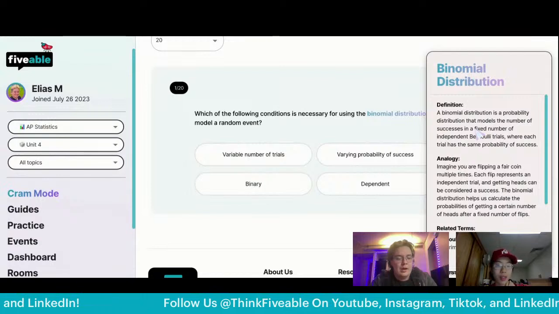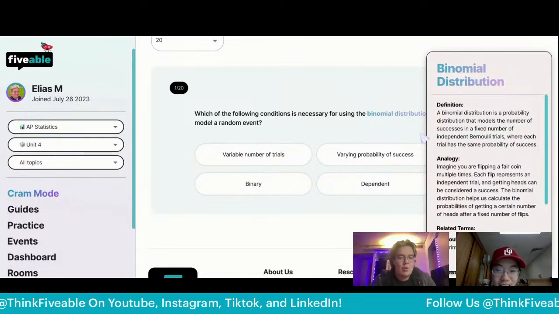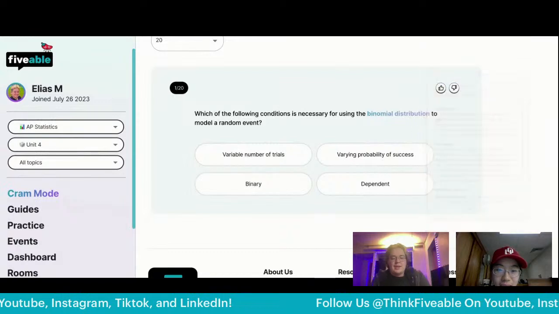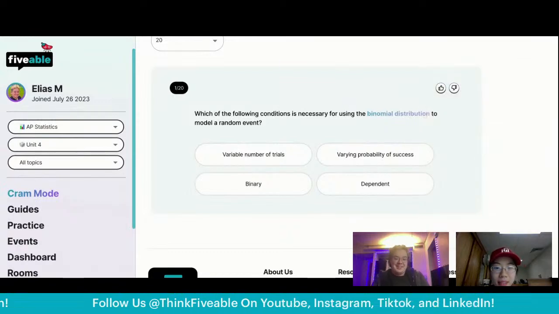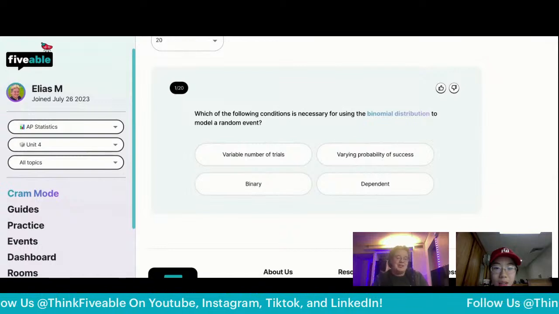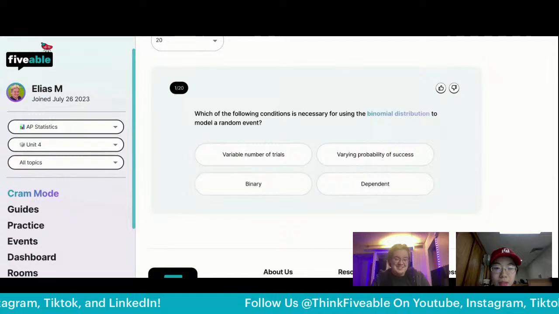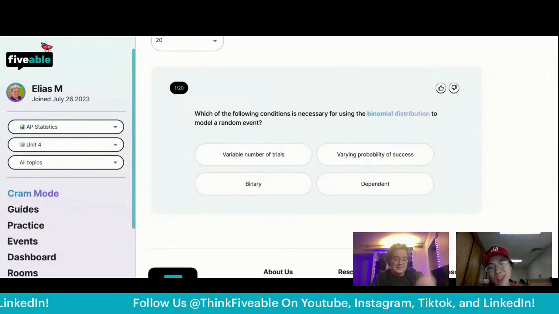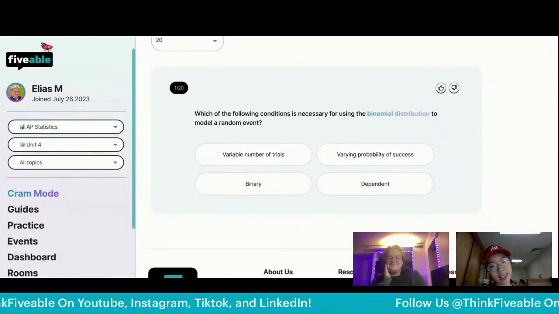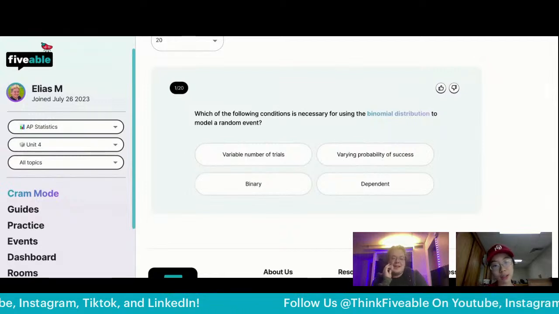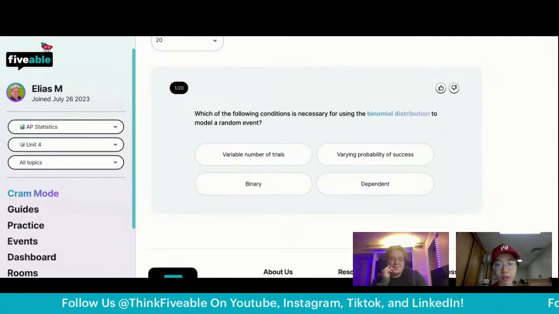It's the Bernoulli. So we have it down to our last two. And dependent and binary is certainly a way to put it. I don't think it can be dependent, because we're saying that the probability of success is the same for each trial. So if it's dependent, then it's automatically different probabilities involved.